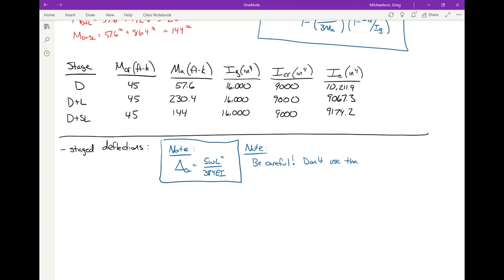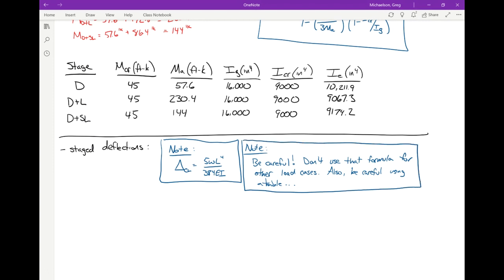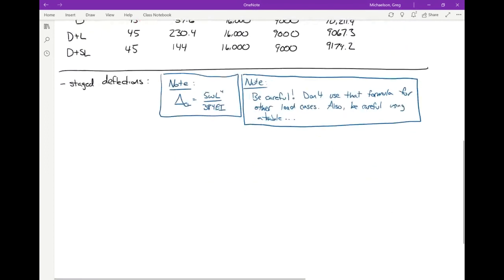All right. So the second point is be careful. Don't use that formula for other load cases. And I guess it should say also be careful using a table. The reason why I say that, you're going to see here in a second. This second note that I put here is going to become clear here in a second.